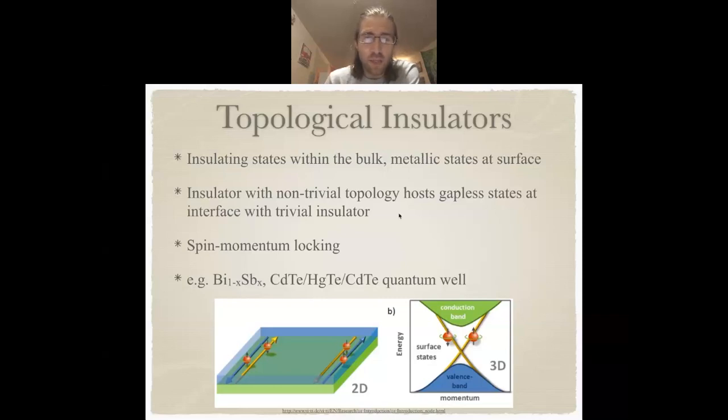Basically, the result of having a non-trivial topology in the bulk is that when you come to interface with a trivial insulator, the topology cannot change unless the gap closes. They call that the bulk boundary correspondence. Another interesting aspect of these materials is that they have spin momentum locking.